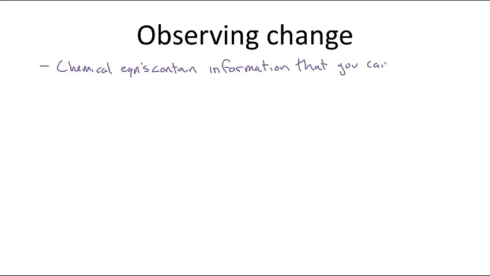So chemical equations. Remember, I'm doing the EQN apostrophe S for equations. No period there. Contain information that you can use to predict what you might observe in that reaction or change.